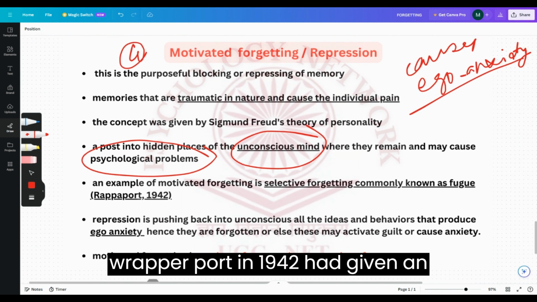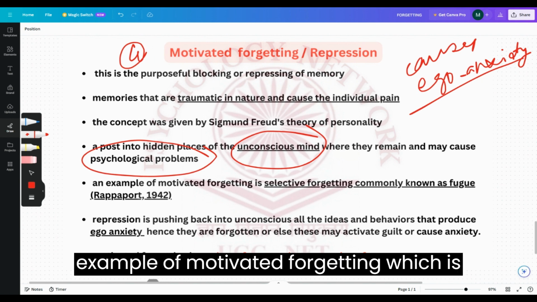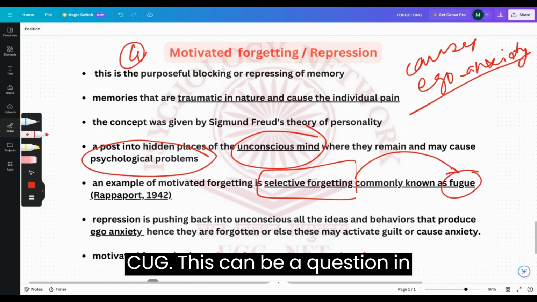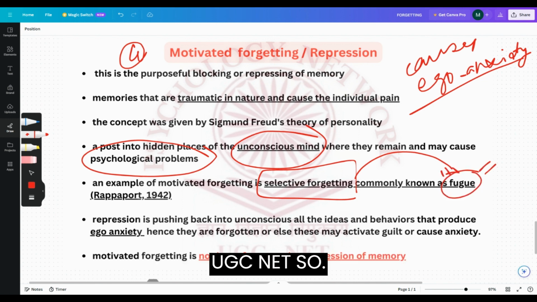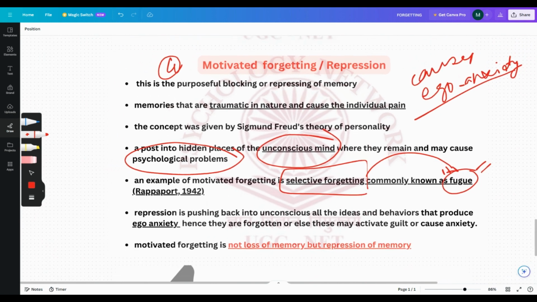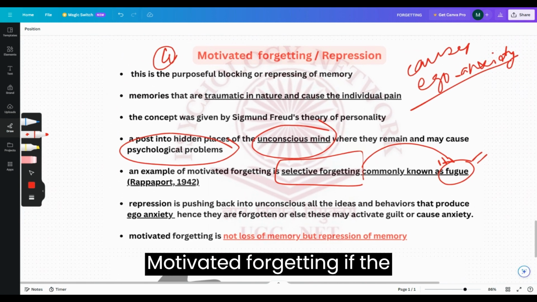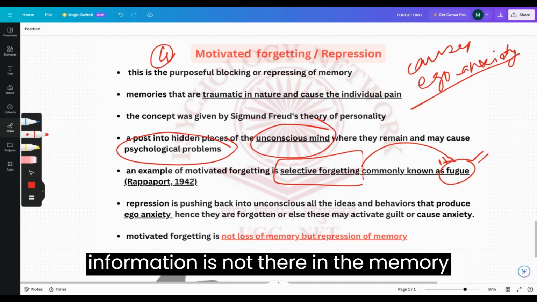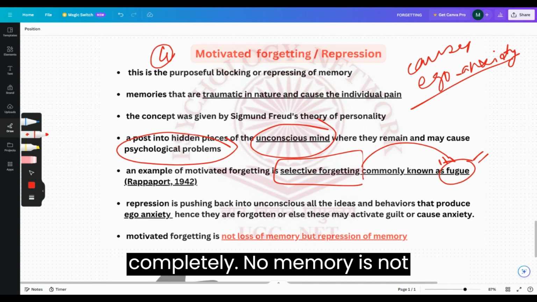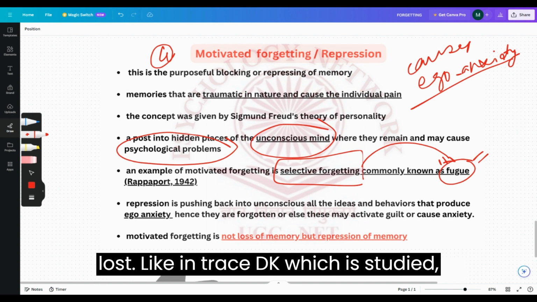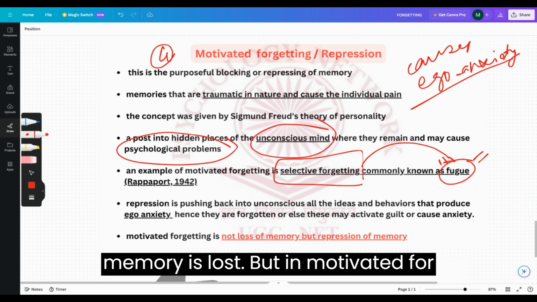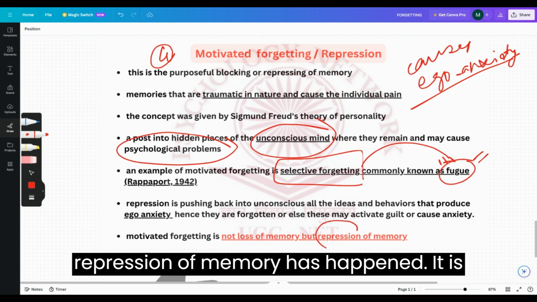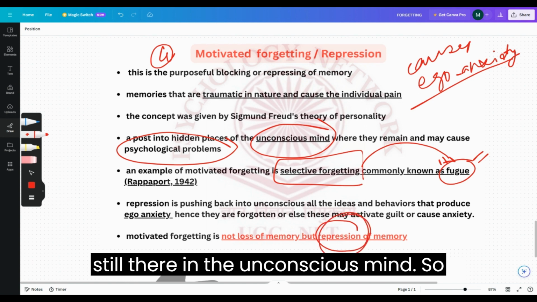Rapaport in 1942 gave an example of motivated forgetting, which is selective forgetting, and this is known as fugue. This can be a question in UGC NET. If the question is something like, does motivated forgetting mean that the information is not there in the memory completely? No, memory is not lost. Like in trace decay we just studied, memory is lost, but in motivated forgetting, memory is not lost, but just the repression of memory has happened. It is still there in the unconscious mind.